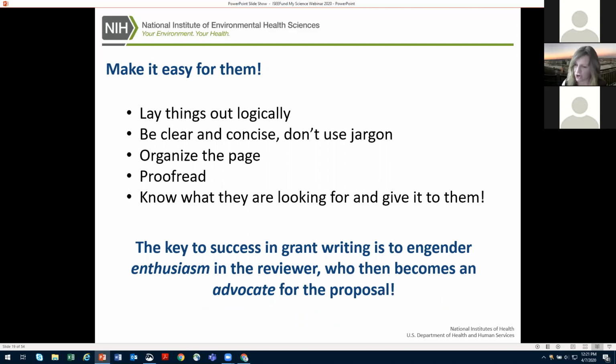Don't use any jargon. Try to have other members in your institution read it so that you're a good storyteller, and that background and significance. Organize your page and proofread and do it again. Know what they're looking for, the reviewers, and give it to them.